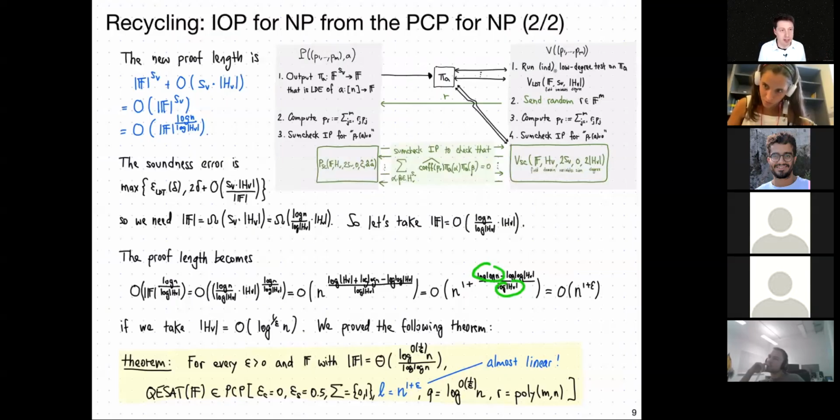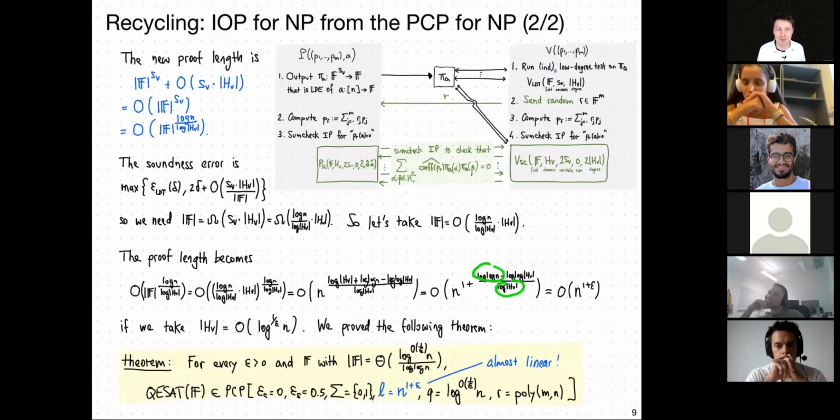And that's roughly, taking a step back, why IOPs are so much more efficient, because the prover is really, really, really efficient, certainly compared to PCPs. And yeah, okay, so hopefully that drives the point home in this super simple construction. Any questions about this slide before I move to the next one? Okay, great.